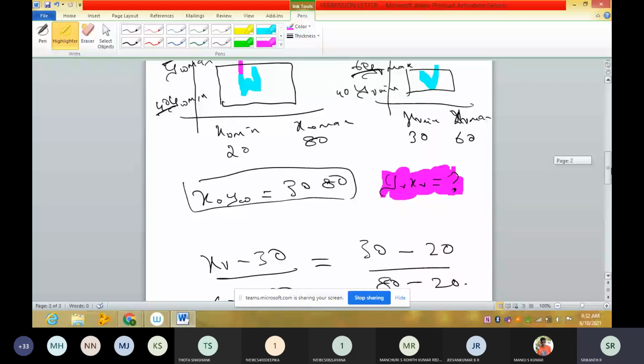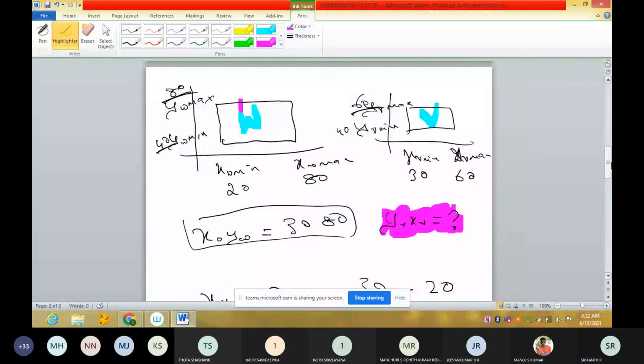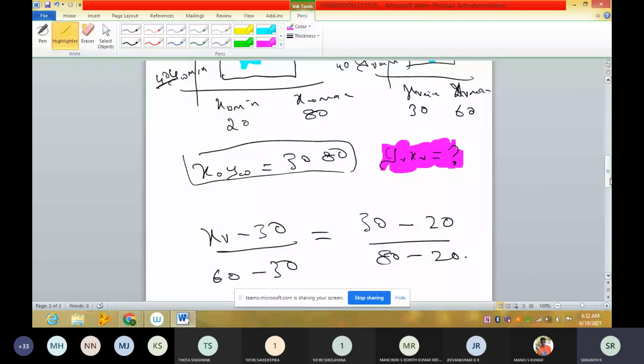Guys, it will be better if you take a screenshot of this one. What we need to do is subtract xw minimum, that is 30 minus 20, divided by 80 minus 20. You need to apply the values here: xv minus 30 divided by 60 minus 30 is equal to 30 minus 20 divided by 80 minus 20.